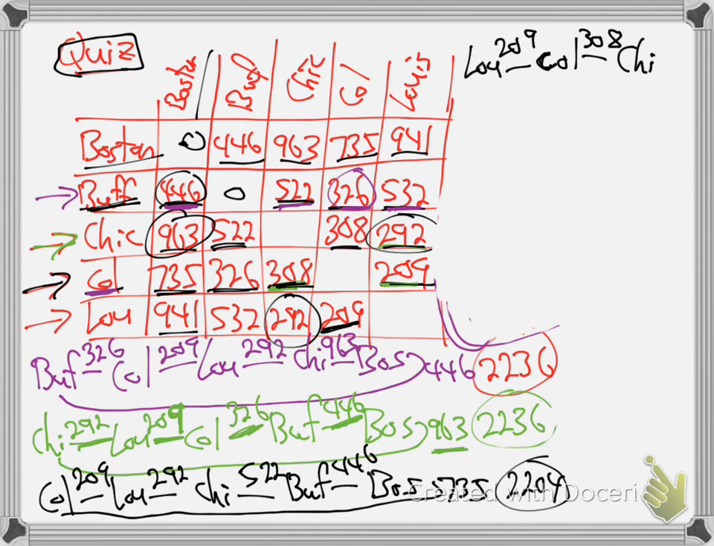308 to Chicago. And then from Chicago, what's the closest? 292 to, what is that? Oh, no, I can't go back to Louisville. No, that's not allowed. So no, can't do that one. 308 to Columbus. No, I can't go back to Columbus. 522. Wait, I'm getting confused. Yeah, no, that's right. 522 to Buffalo, huh? So 522 to Buffalo. Okay. And now I've got 4 cities.